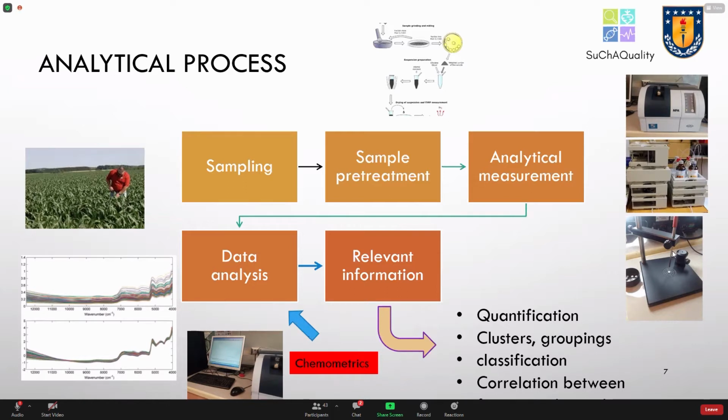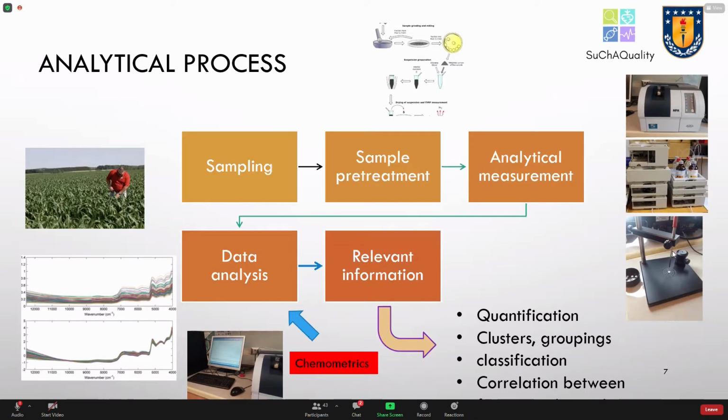So even in the sampling, we can use experimental design too. The analytical process has a lot of stages where we can apply this kind of methods. Then we have the analytical measurement, in spectroscopy for example, over spectra, and the spectra will be submitted to data analysis using most of the well-known chemometrics methods.